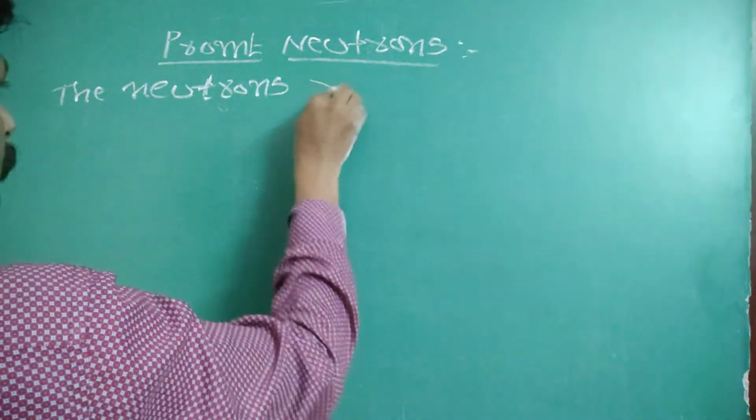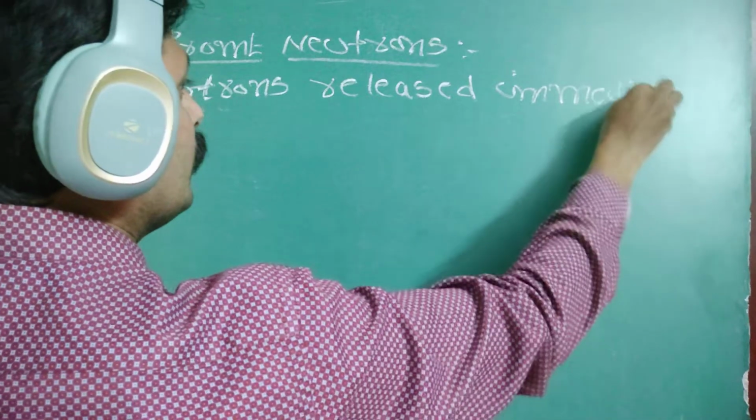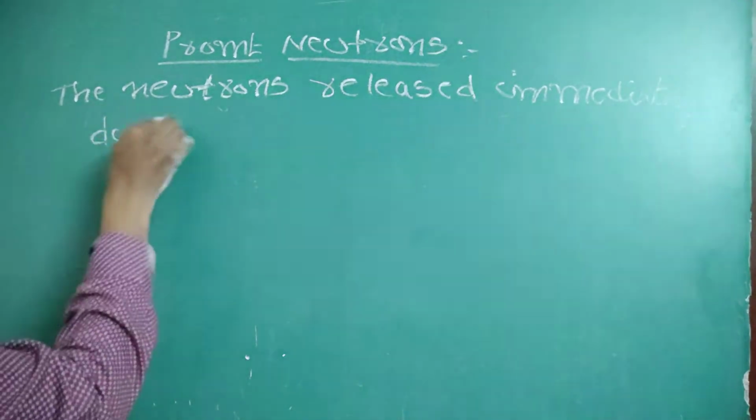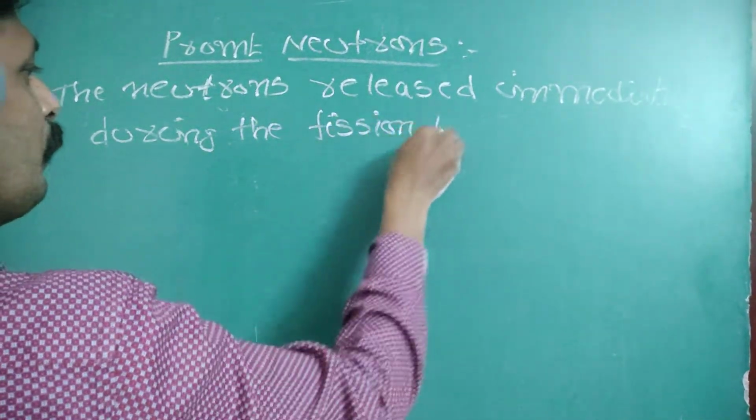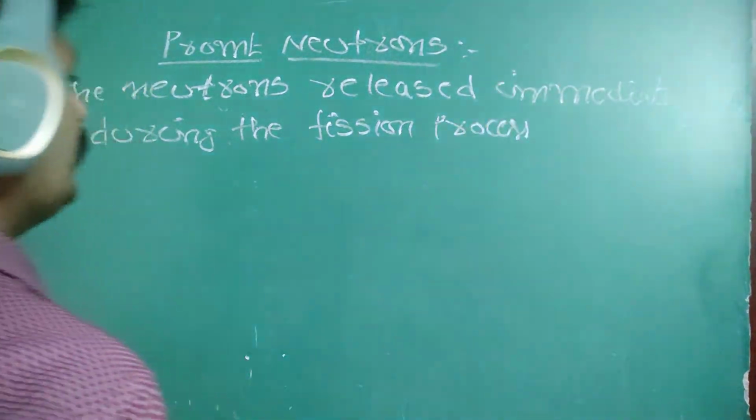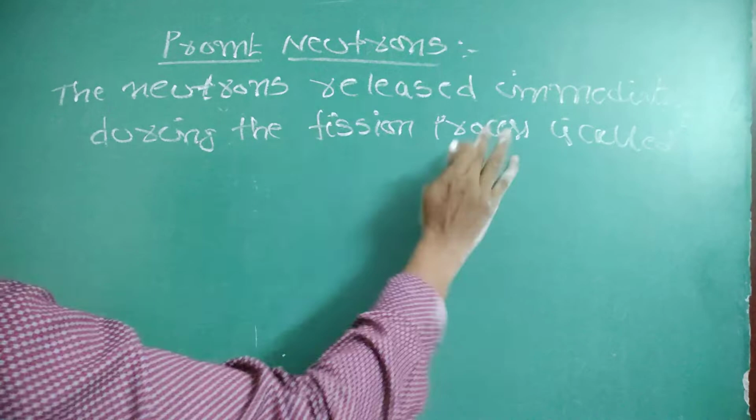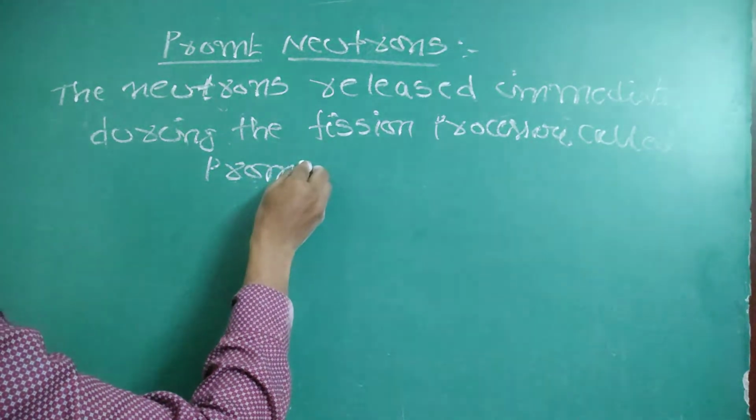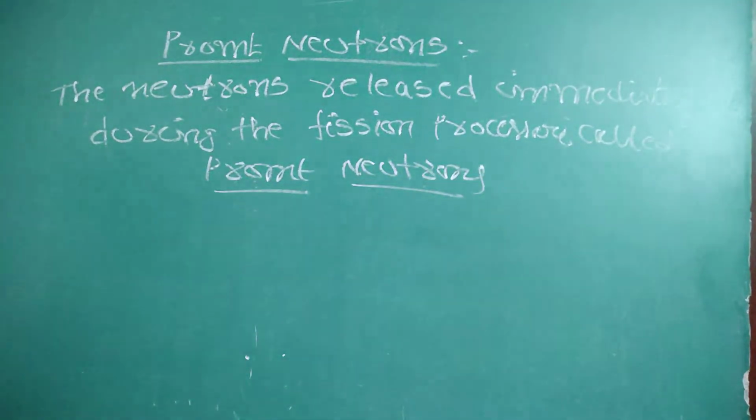The neutrons released immediately during the fission process are called prompt neutrons. That means the neutrons released immediately during the fission process are called prompt neutrons.